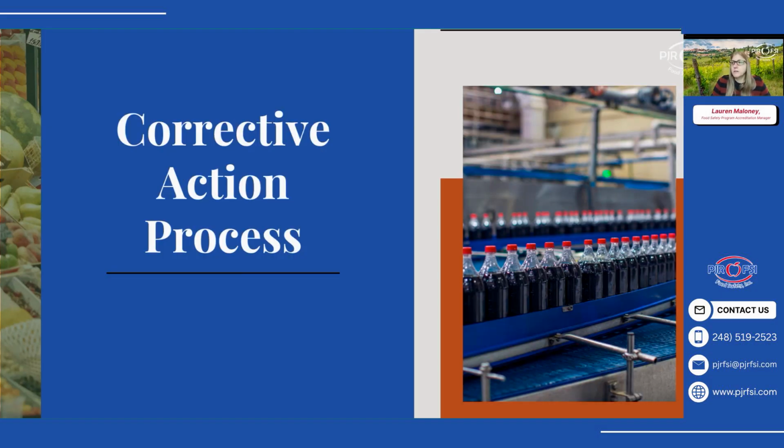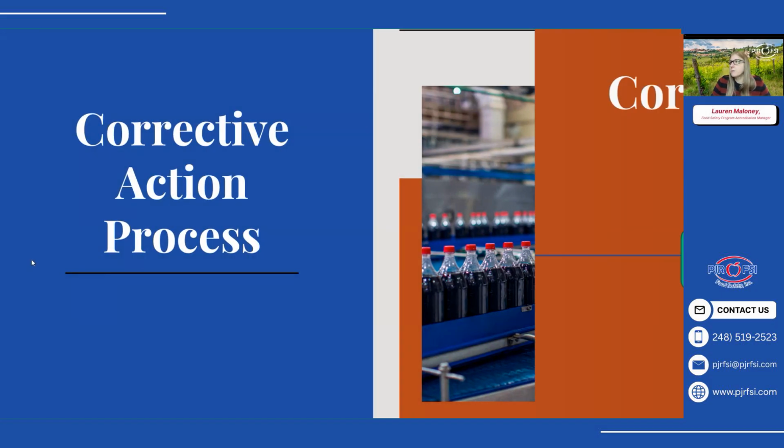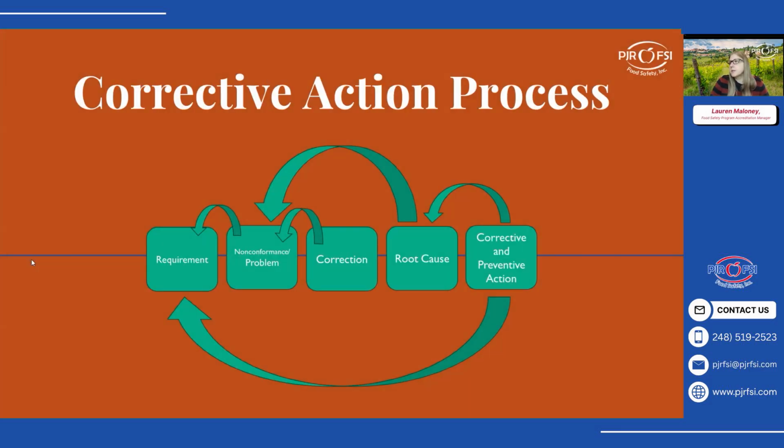So let's look at the corrective action process. The corrective action process really feeds into each other. It's a system of having a set of requirements, identifying a problem or a nonconformance against one of those requirements, and then putting into place the correction, root cause, and corrective and preventive action to solve that problem and keep that problem from occurring again.